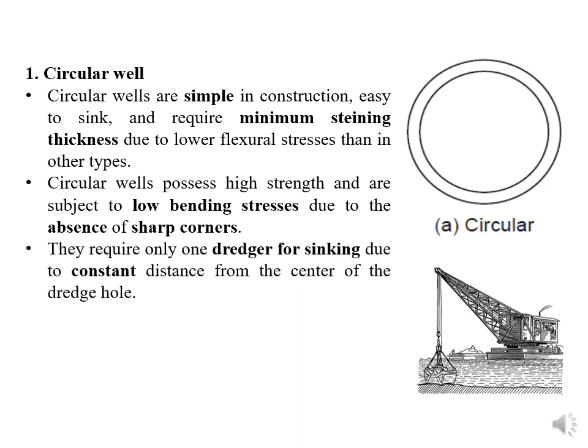So they require only one dredger for sinking. You can see this figure, dredger. A dredger is used to remove the materials or soil, or we can say excavate the soil from the well. You can put it inside the wells and then remove the materials. They require only one dredger for sinking due to the constant distance from the center of the dredge hole.